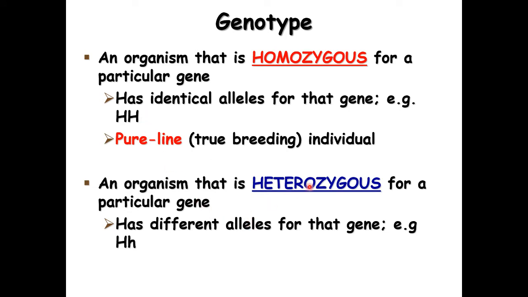Versus what we call heterozygous. Hetero means different, right? So if you look at this, heterozygous will have different alleles for a particular gene. For example, you have a big H and a small h. Okay, that's heterozygous.